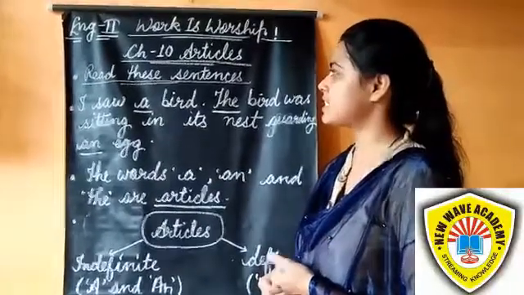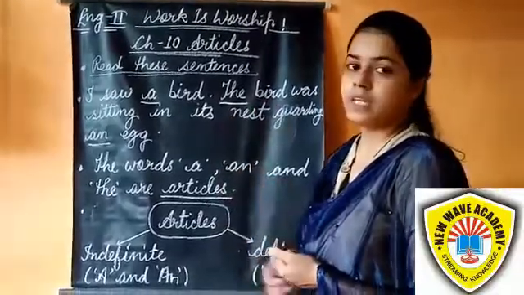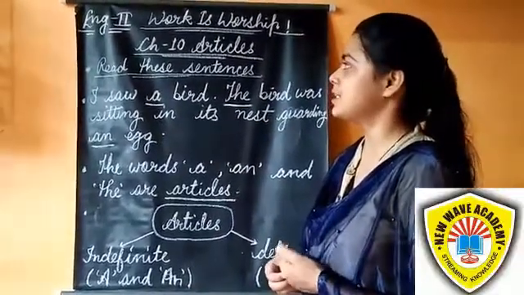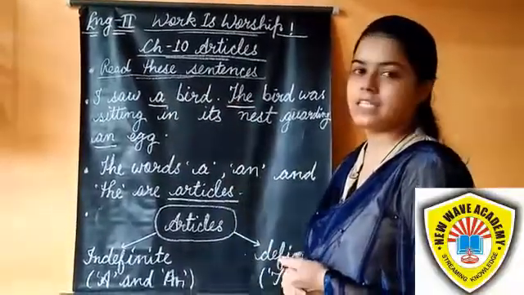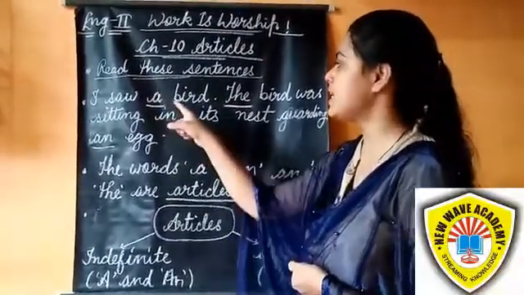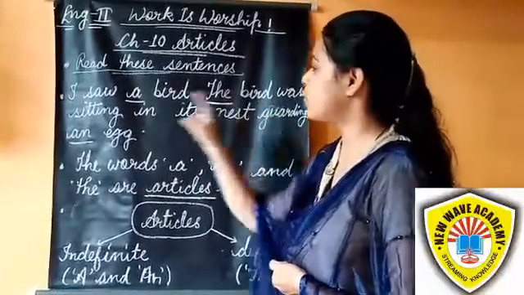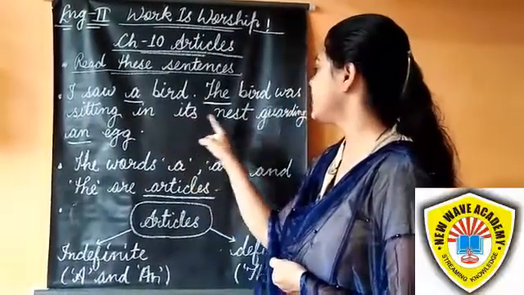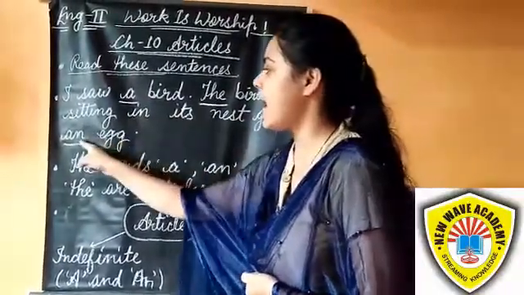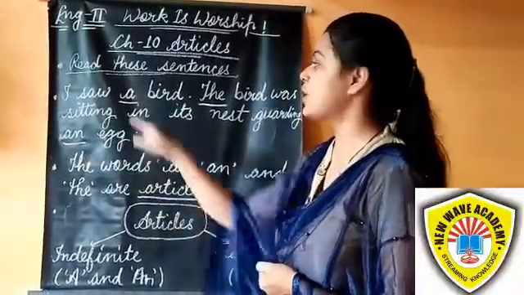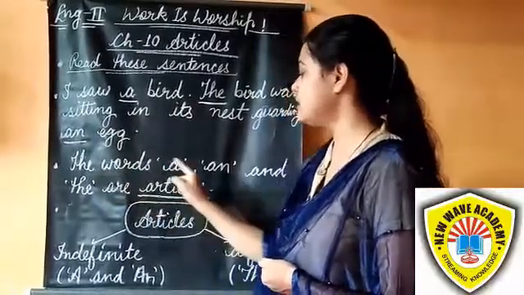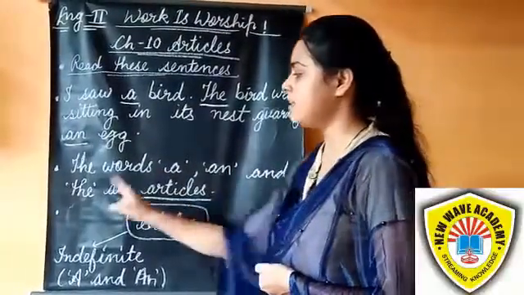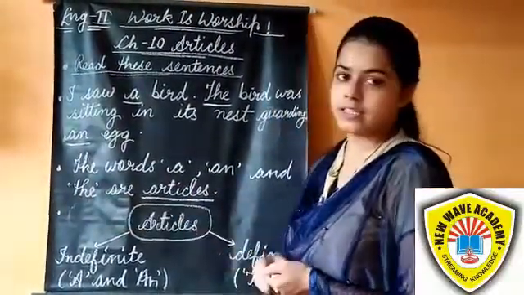So today we will discuss our 10th chapter, articles, of English grammar. Students, read these sentences. Firstly, I saw a bird. The bird was sitting in its nest guarding an egg. So students, A, B and... so the words A and The are articles.